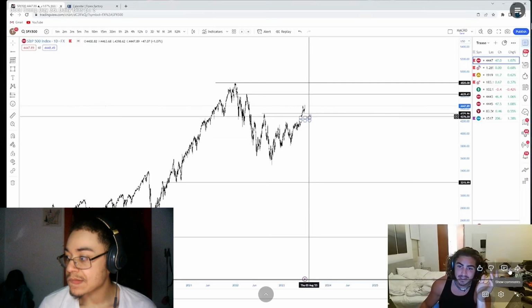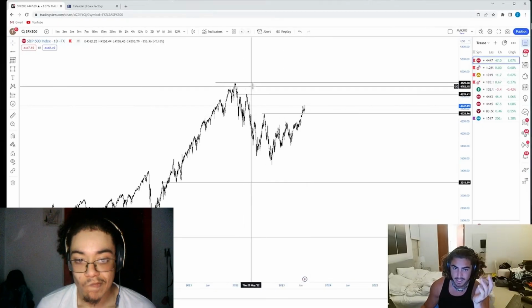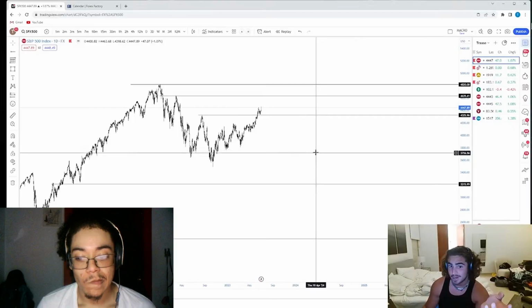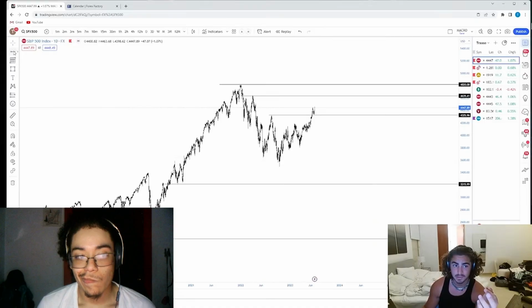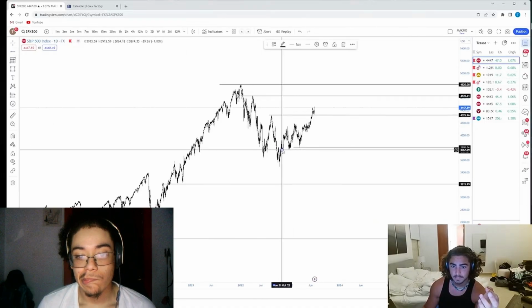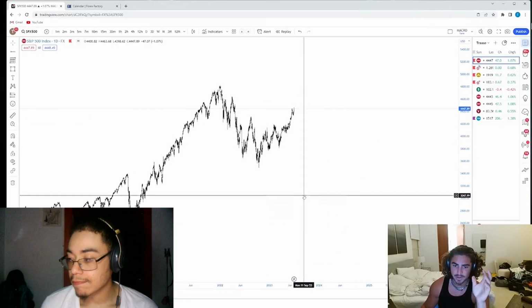So, anyways, cool. We broke structure of the monthly. This is the next draw on liquidity. I still think we're going lower, at least to take out these two lows. Okay, but anyways, we're getting too caught up here now.